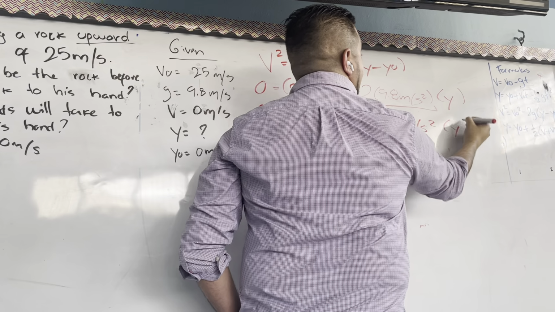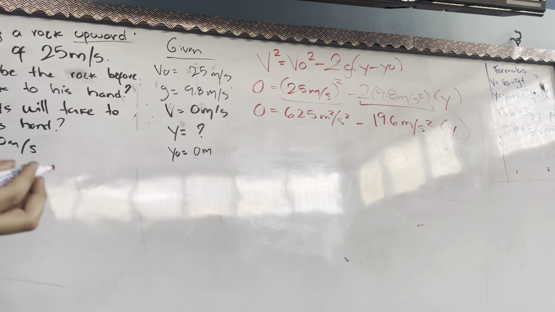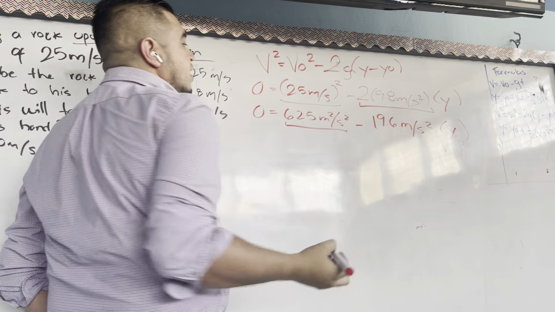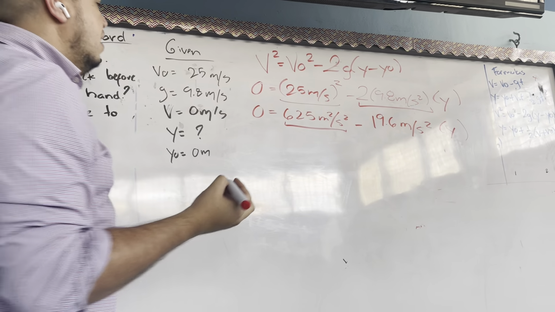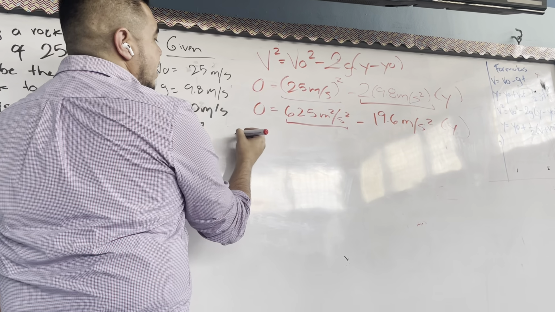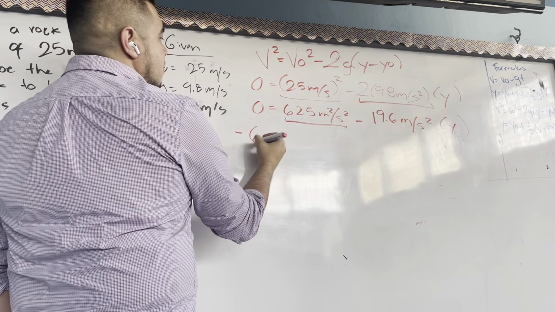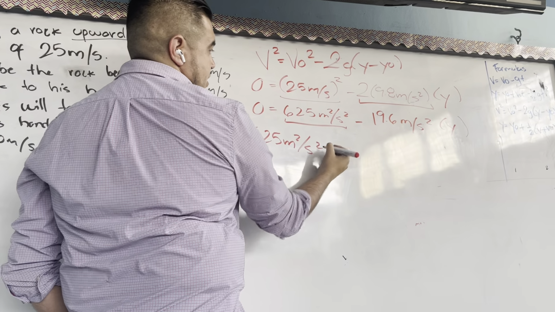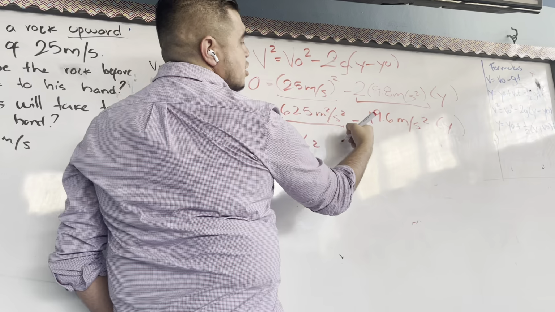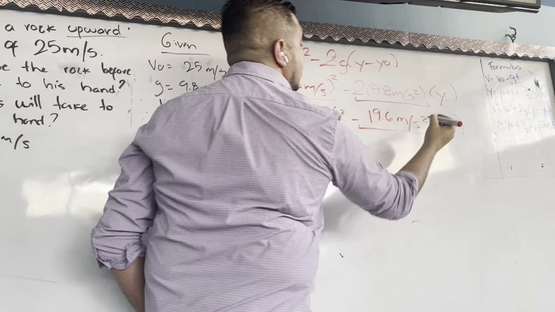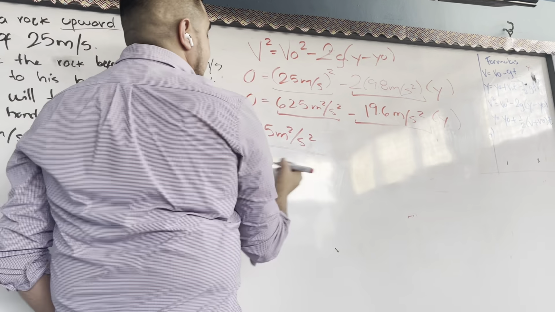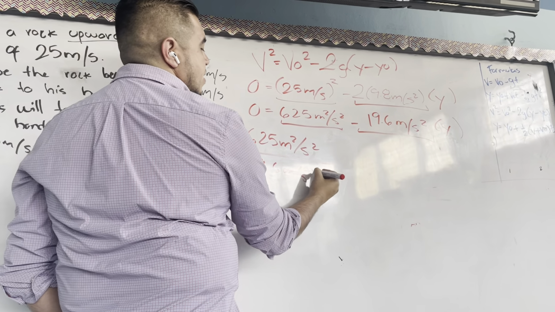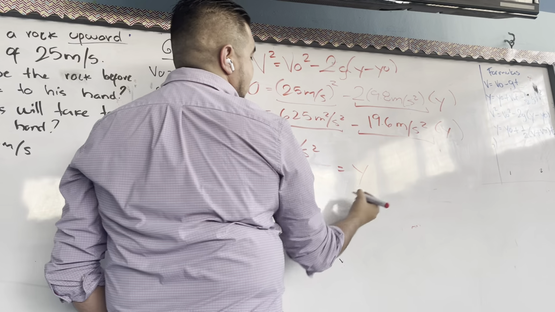On this we multiply it by Y, right? So now we only have to leave alone the letter Y. First, this one is positive, so on the other side it will be negative: minus 625 meters squared per second squared. And the other one is multiplying, so this one will pass to divide. Divided by negative 19.6 meters per second squared, that will be equal to the letter Y.